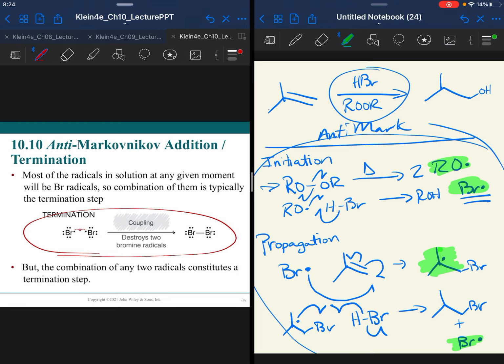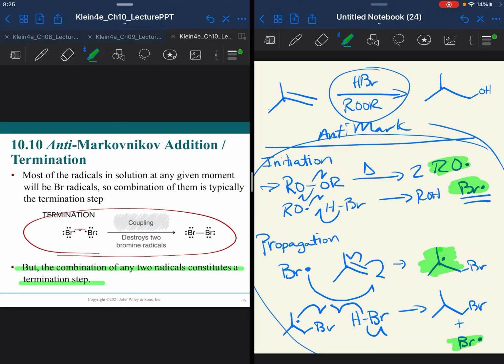Now, again, any of the radicals that are made, if they bump into each other, could come together in a termination step, right? Oh, sorry. That is spelled out for you right here. You are going to be responsible for this mechanism as well.